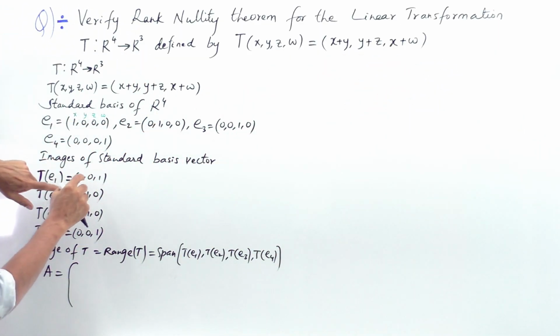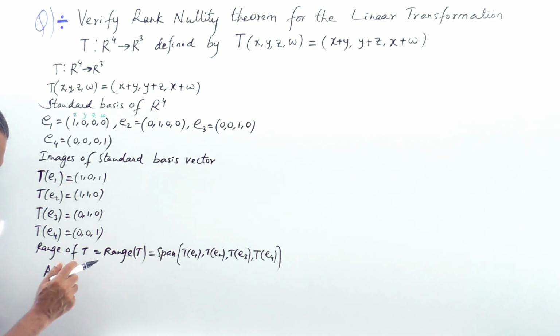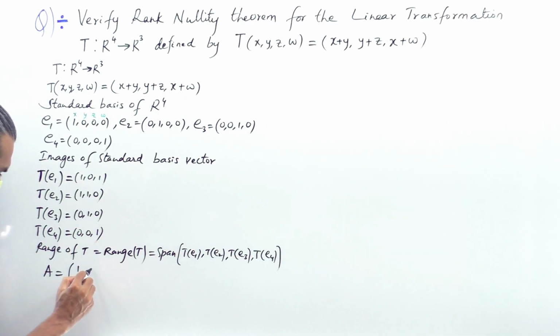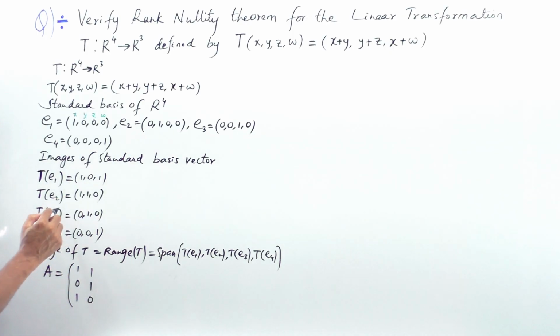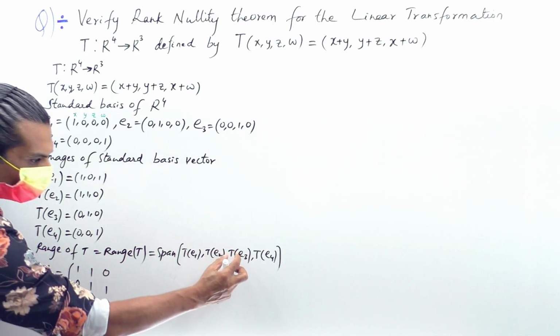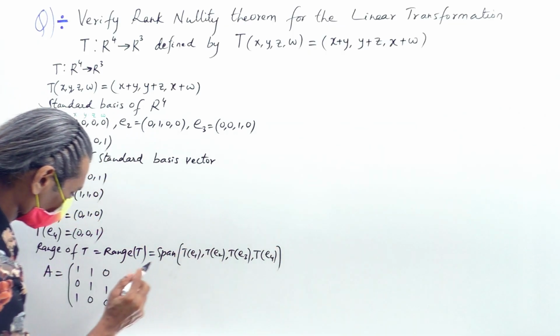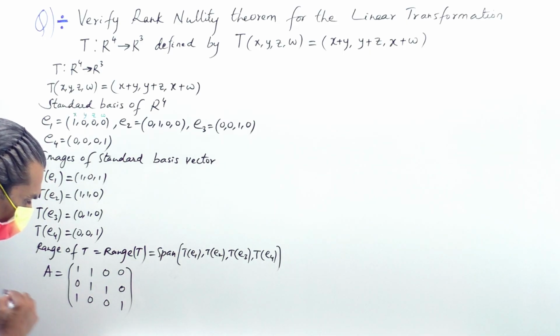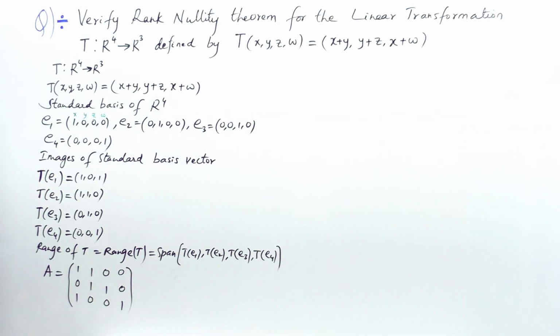So that will be now, column wise, 1, 0, 1. Then we have 0, 1, 1. Then next is 1, 1, 0. Write carefully. Then 0, 1, 0. Lastly, TE4, 0, 0, 1. That's it. So I got the A matrix here.